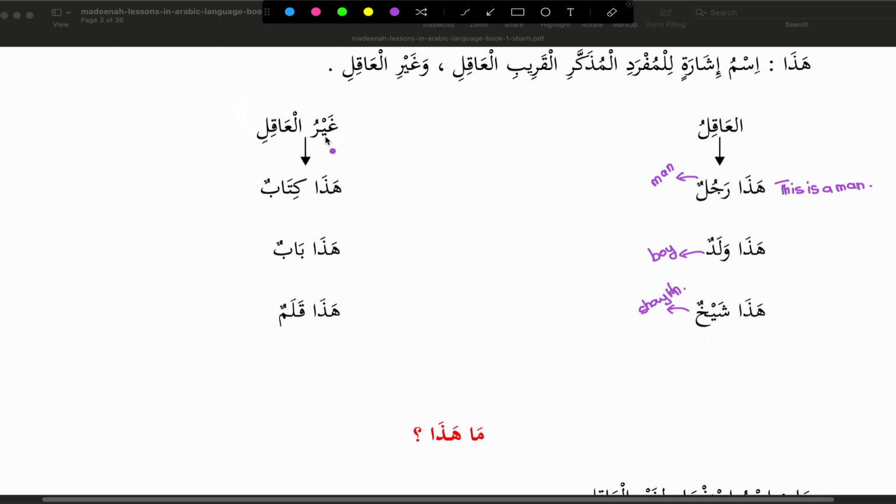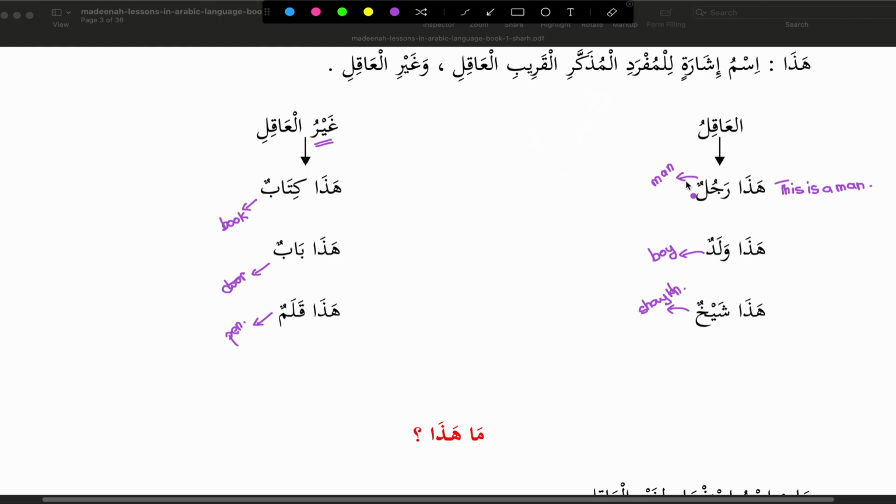When you speak of غير العاقل, usually when you see the word غير, it negates what is after that. So for example, عاقل means living or human, and if I just add the word غير, it's like non that thing. So the way we say human, non-human, living, non-living, that non is replaced by غير. غير العاقل, example, هذا كتاب, this is a book. هذا باب, this is a door. هذا قلم, this is a pen.